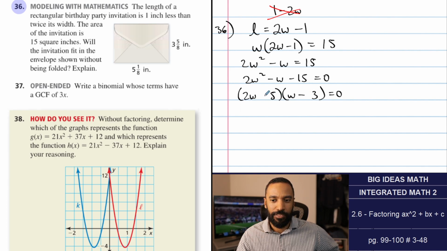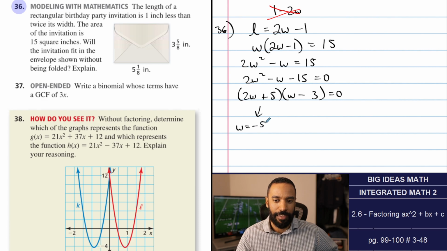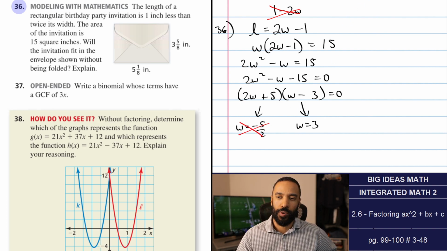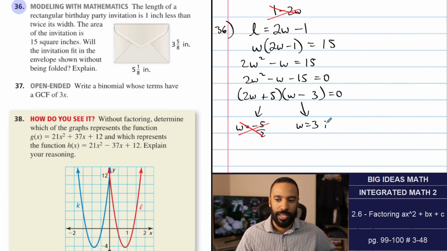So I want negative 6 plus 5. Negative 6 plus 5 gives me negative 1, so that works. So here you get W of negative 5 halves, subtract 5 divided by 2. Here you'll get W of 3. So this width won't work. This width will. So that is 3 inches.